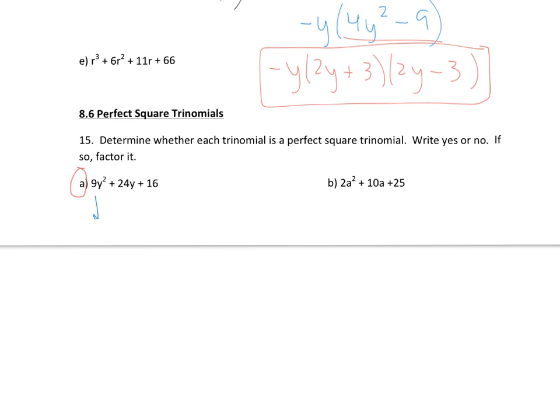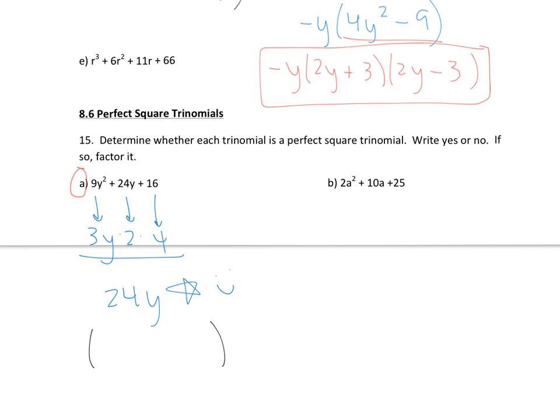The square root of my first term is 3y. Square root of my last term is 4. My middle term is positive, so times a positive 2. If all those together multiply to be 24y, we have a winner with a perfect square trinomial. So 3y times 4 is 12y, times 2 is 24y, so it works. Good news, now let's factor this.